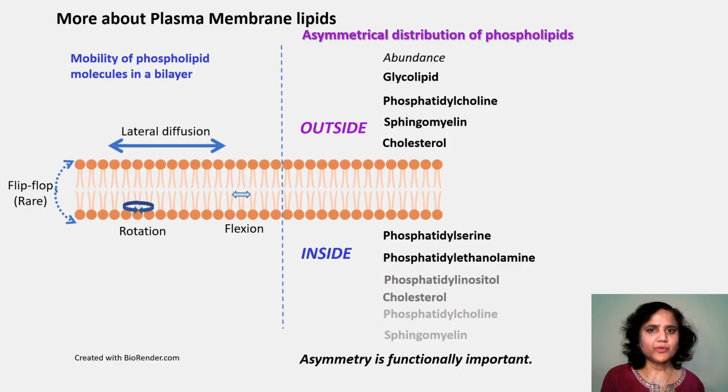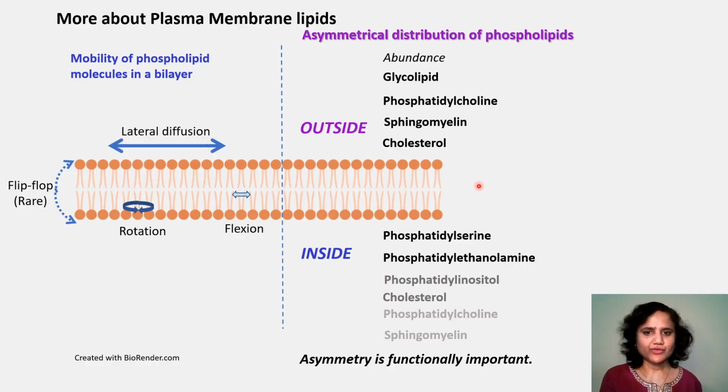And this slide shows some additional properties of membrane lipids, such as mobility of these phospholipids in a bilayer. They can undergo lateral diffusion in the plane of the membrane. They can also undergo rotation, or the side chains can undergo some level of flexion. However, the movement of the phospholipids from one layer of the membrane to the other, that is a flip-flop movement, is rather rare because it's energetically unfavorable, of course.